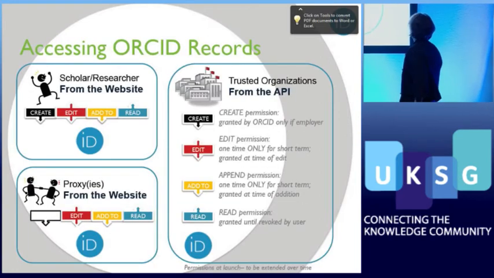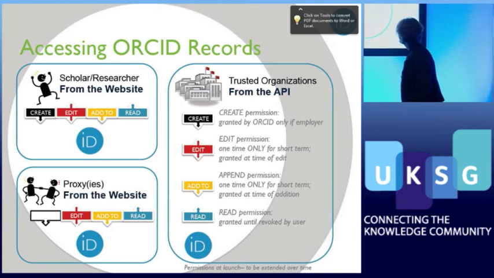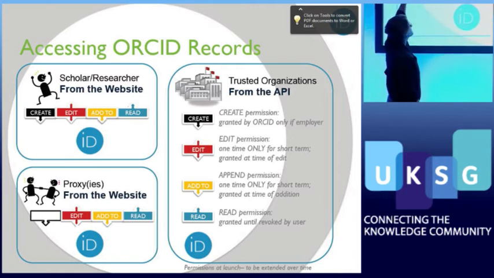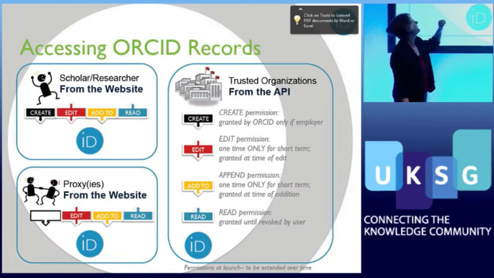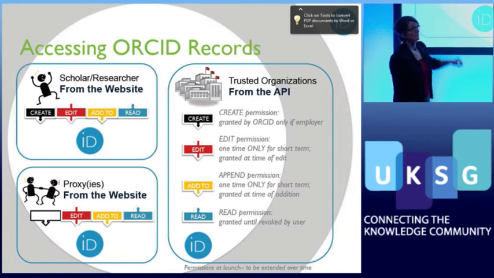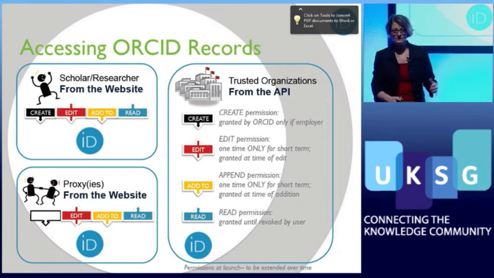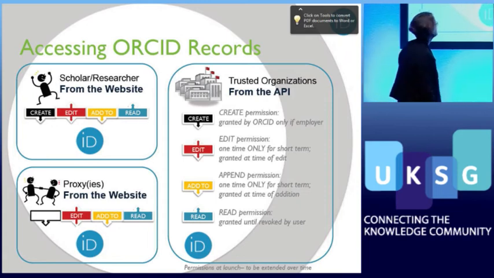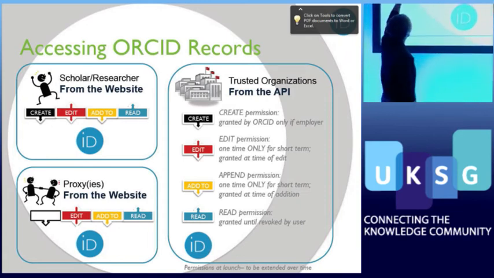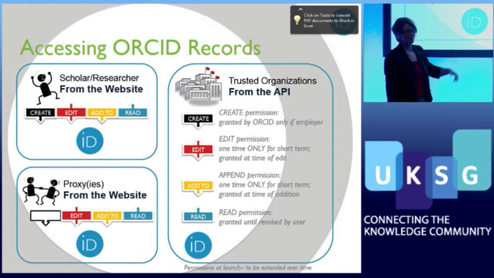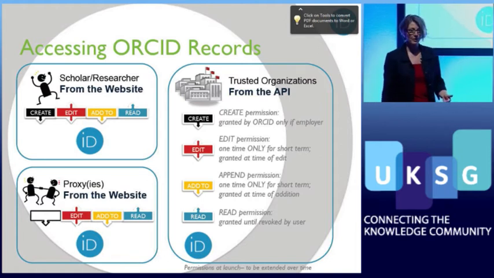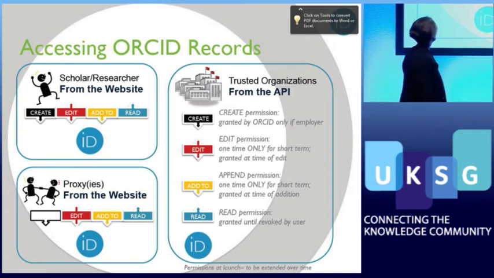Okay, so accessing an ORCID record. So up here we see the scholar from the website. They can create a record for themselves. They can edit the record, they can add to the record, they can read the record. All of those things can be done from the website and is completely free. There's no membership required, no fee required. Proxies assigned by the scholar can edit, add to, or read that scholar's record. So you can assign your departmental assistant to manage your record for you if you want to.